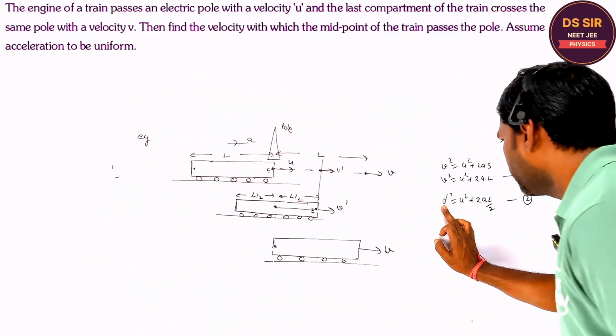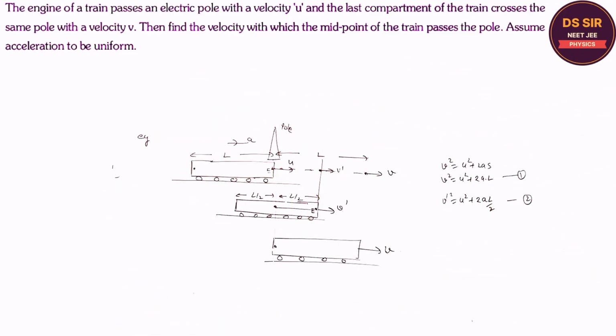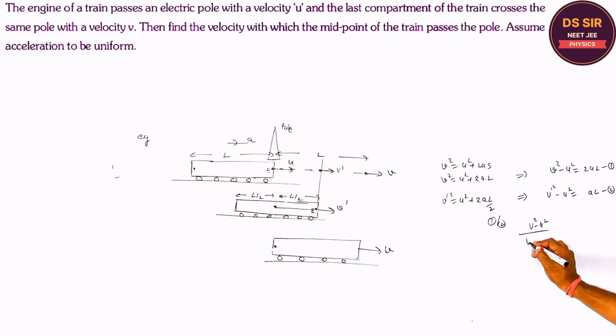Right. So we have to find v dash while the acceleration is not known to us. From here, you may write v square minus u square is equal to 2aL. From here, v dash square minus u square is equal to 2 will cancel out, a into L. Fine. So this is equation number 1, equation number 2. When you divide 1 by 2, v square minus u square upon v dash square minus u square is equal to 2aL upon aL. It is cancelled, so it is 2.